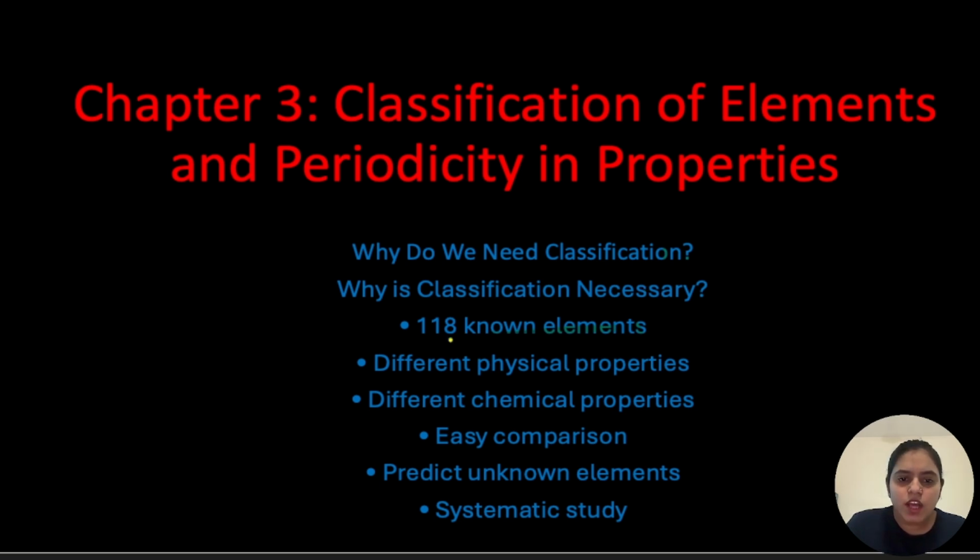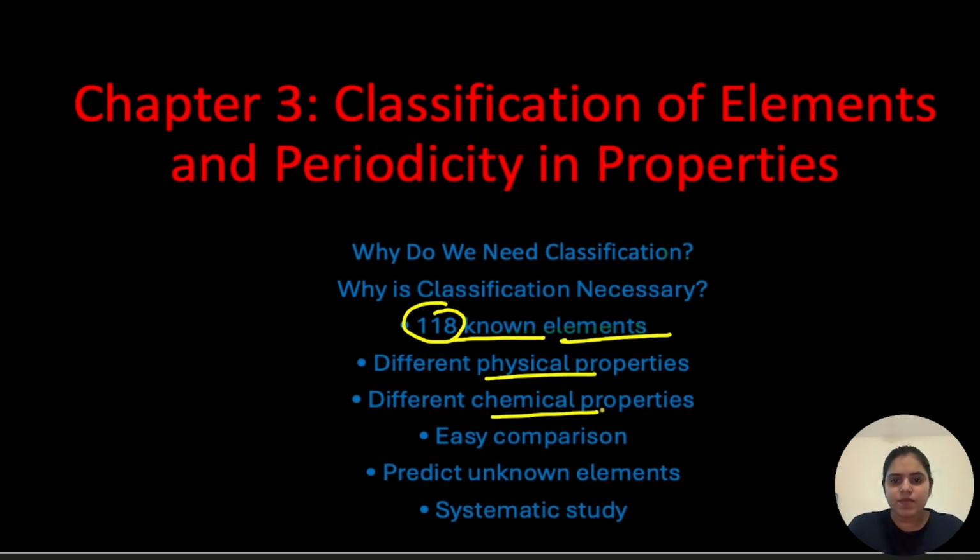There are total 118 known elements. Right, there are total 118 known elements. Each has its own different physical properties and chemical properties. Studying each one individually would be very difficult, right? And classification helps us group similar elements together, making them much easier to compare and understand.